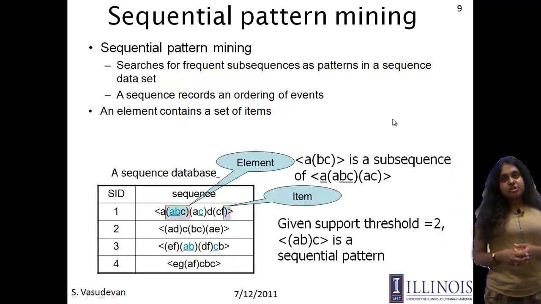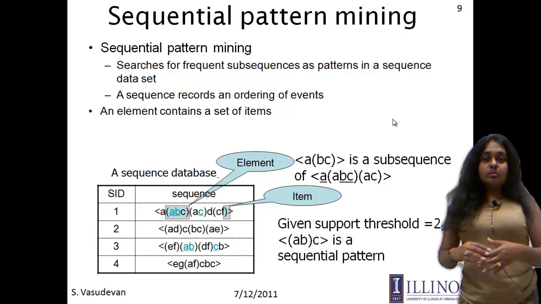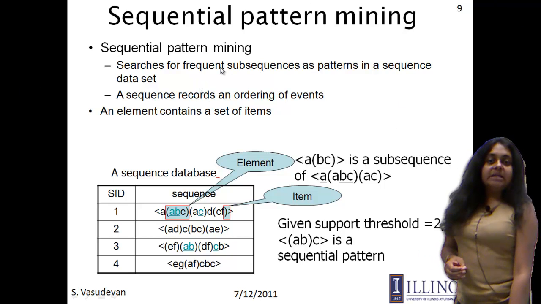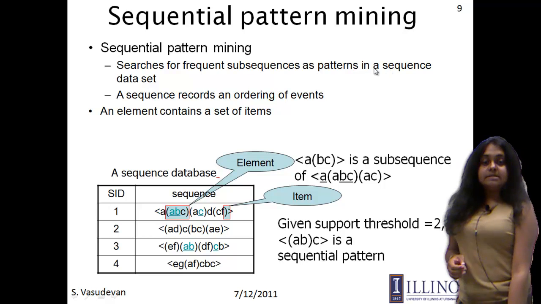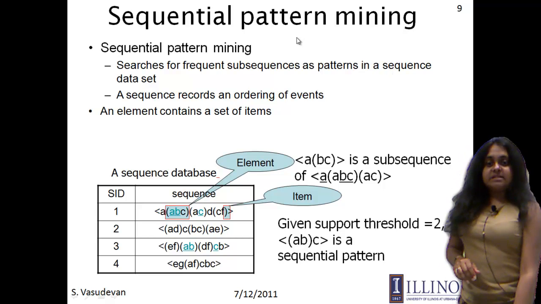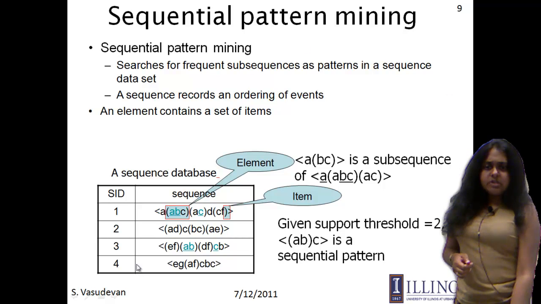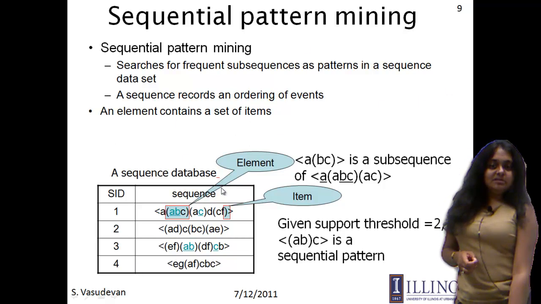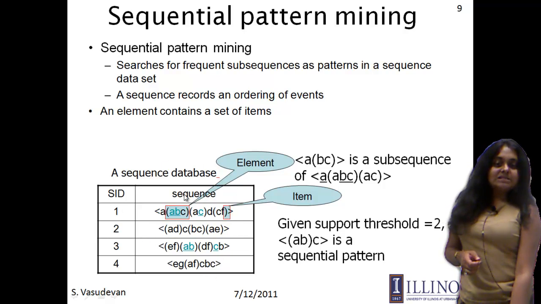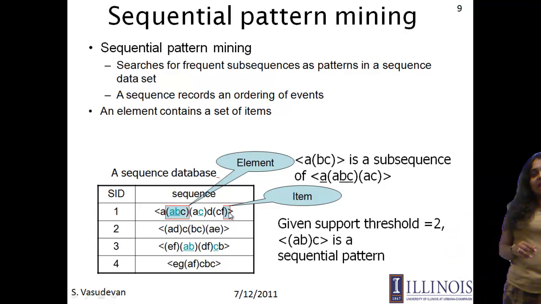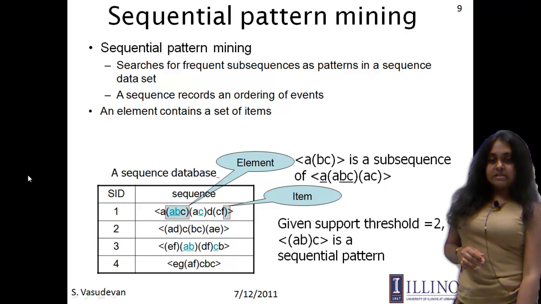So in order to generate such assertions, we look at sequential pattern mining, which is a well known data mining method. Now sequential pattern mining searches for frequent subsequences as patterns in a sequence data set, where a sequence means an ordering of events. A sequence database is this thing here, where you can think of every one of these sequences as having a sequence ID or an SID, and here you see an item, which is the most atomic or the most fundamental entity in determining these sequences, and multiple items form an element.